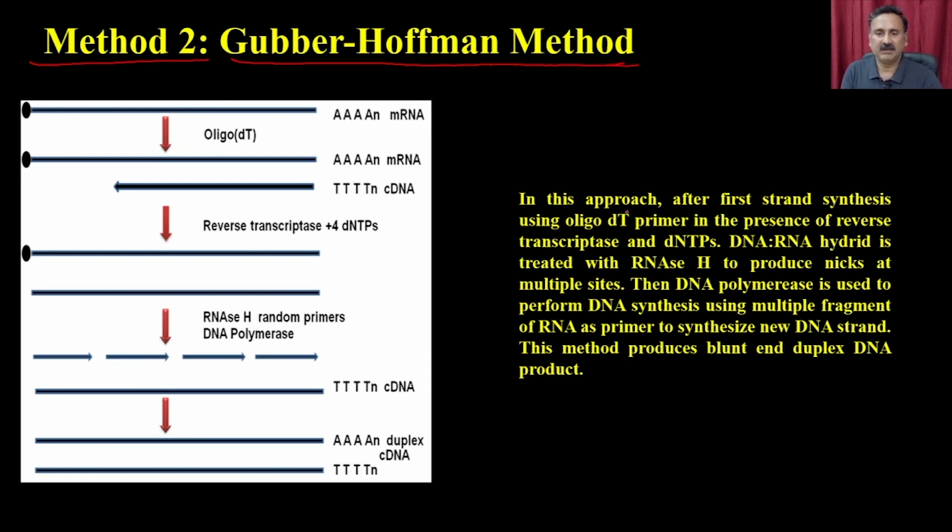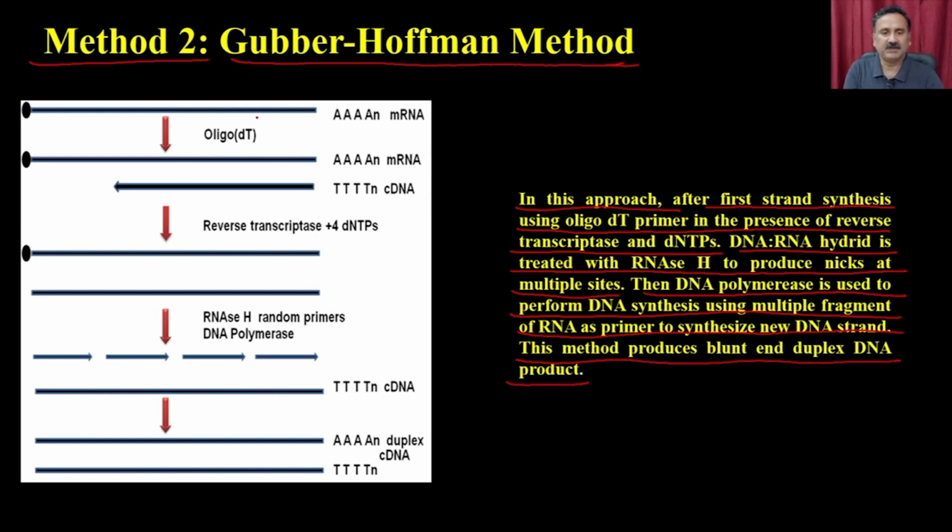So, the Gubler-Hoffman method. In this approach, first strand synthesis is done using an oligo dT primer in the presence of reverse transcriptase and the dNTPs. Then the DNA-RNA hybrid is treated with RNase H to produce nicks at multiple sites. Then DNA polymerase is used to perform DNA synthesis, using the multiple fragments of RNA as primers to synthesize the new DNA strand. This method produces blunt-end duplex DNA.